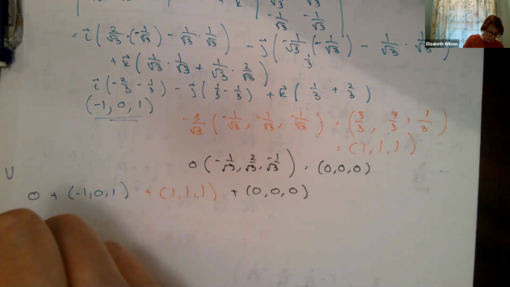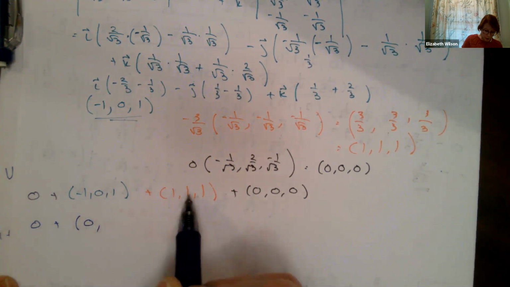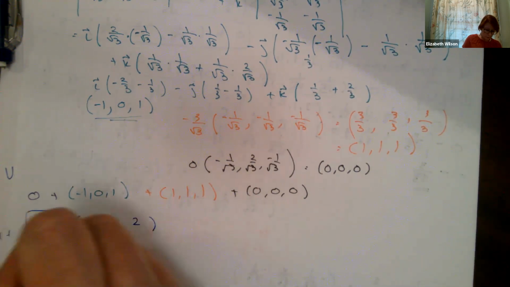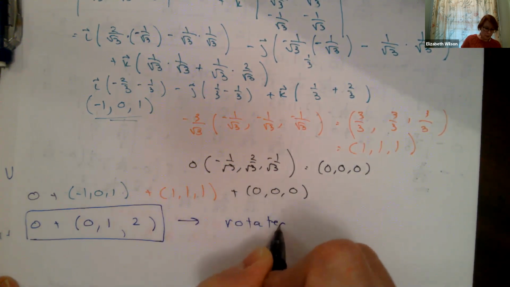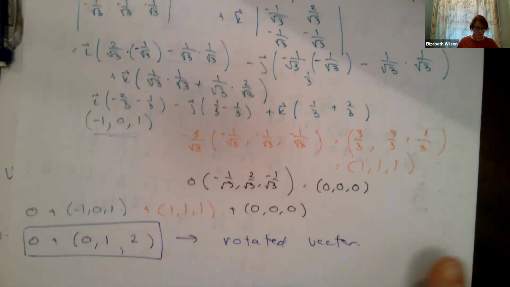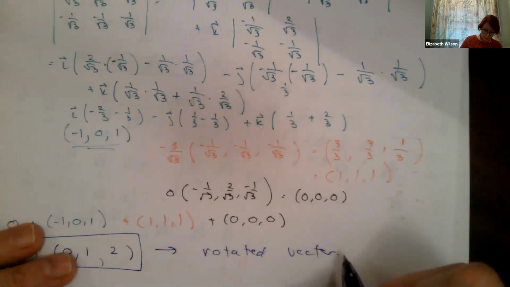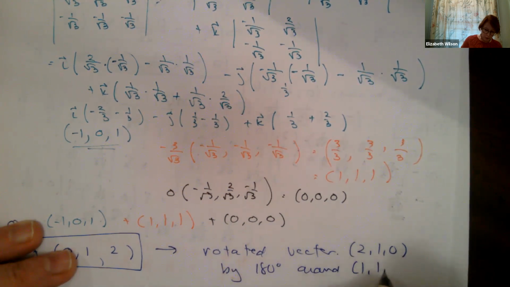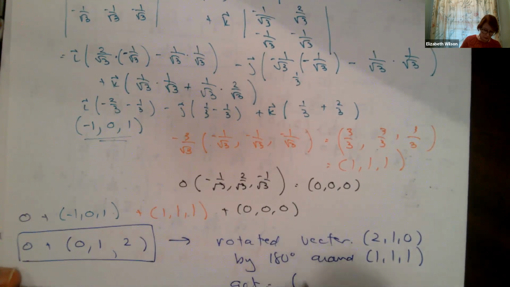So I'm going to get 0 plus minus 1 plus 1 is a 0. 0 plus 1 is a 1. 1 plus 1 is a 2. Okay, which gives us, so we rotated a vector. Let's write down what was our original vector. Our original vector was 2, 1, 0, rotated by 180 degrees around 1, 1, 1. Okay, and then we're going to get 0, 1, 2.